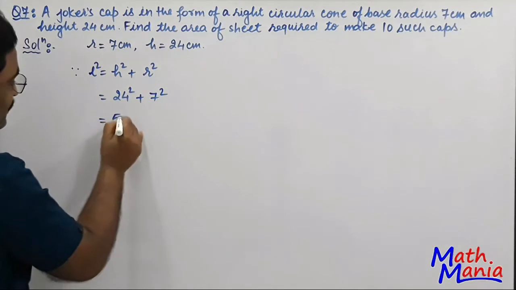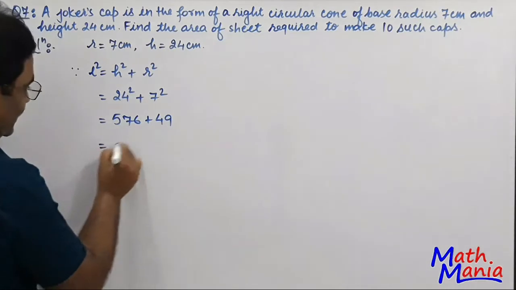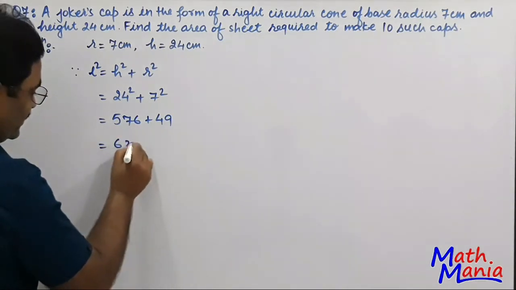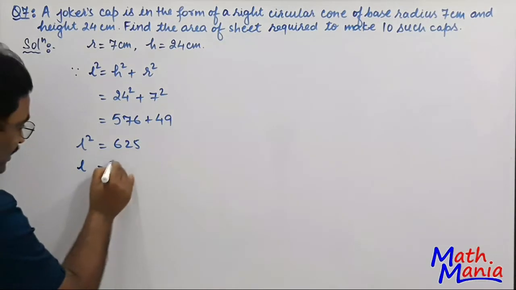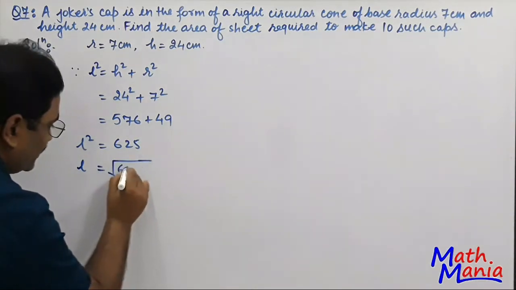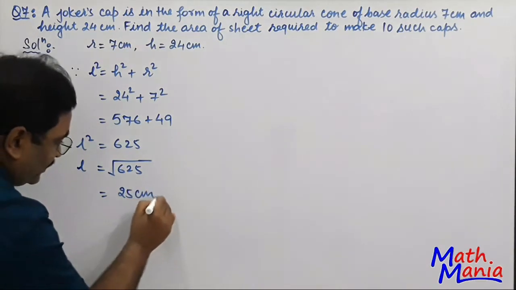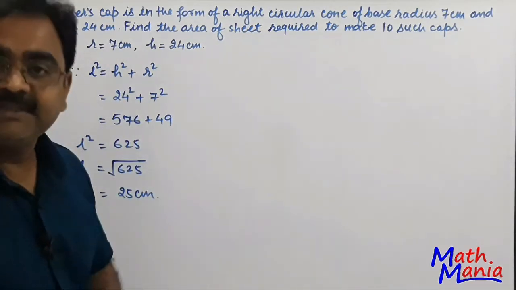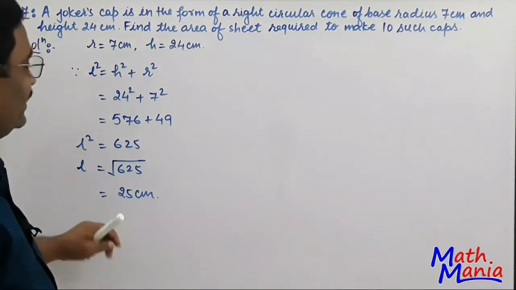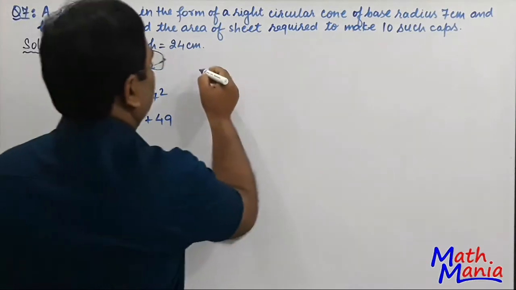So it is equal to 576 plus 49. After adding, we will get 625 as the value of L square. So as L square is 625, L is equal to under root 625, which is 25 centimeter, the slant height of this right circular cone. So after getting it, we have to find out the area of sheet required for 1 cap.